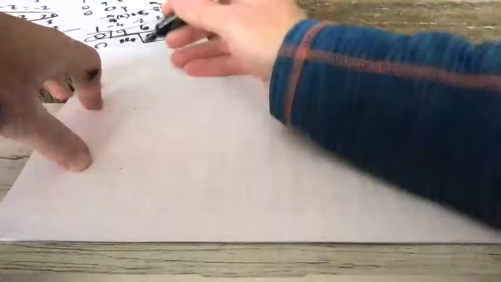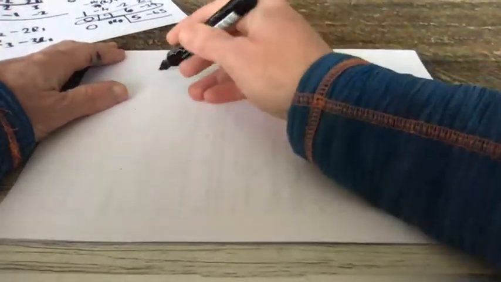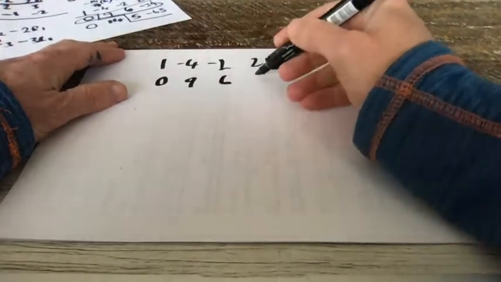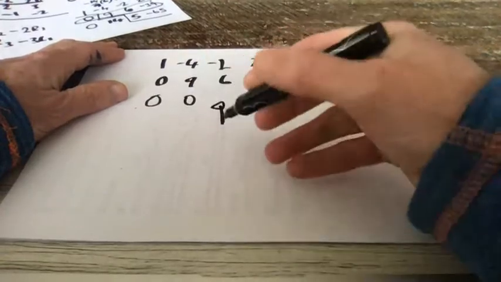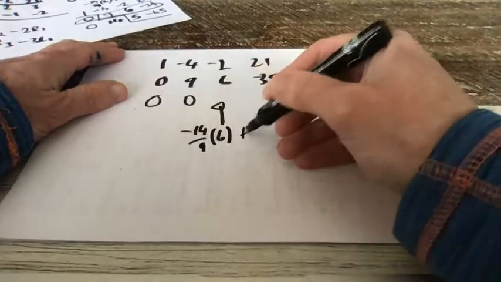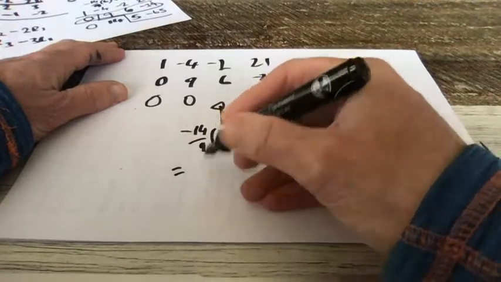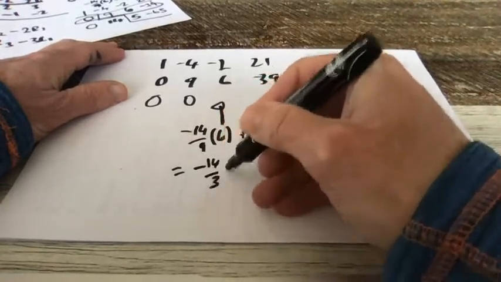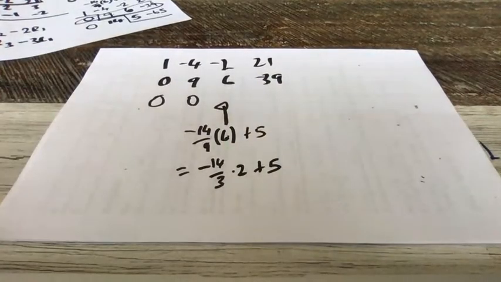Okay. So remember where we are now here. I have 1, minus 4, minus 2, 21. I've got 0, 9, 6, and minus 39. And the last one now I've got a 0, 0. This entry here, guys, is, as I said to you, minus 14 over 9 by 6 plus 5. So if you do that there, there's a 3 here, there's a 2 here. So it's minus 14 over 3 by 2 plus 5. Isn't that correct? So I cancel the 3's.